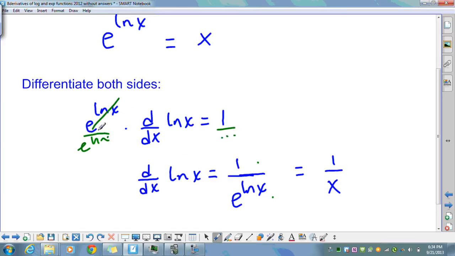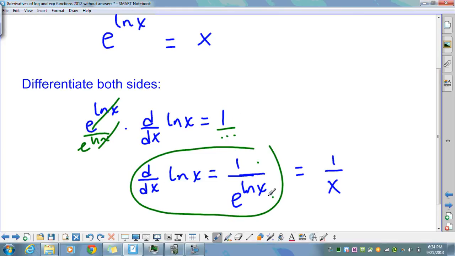So these canceled, and here's what we have left. So derivative of ln x is this. But what do we know about e to the ln x once again? e to the ln x is x. So there we have it. Derivative of ln x is equal to 1 over x.